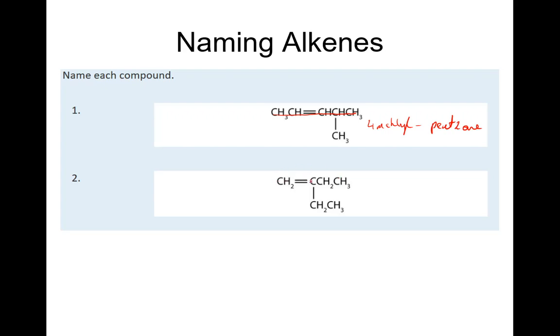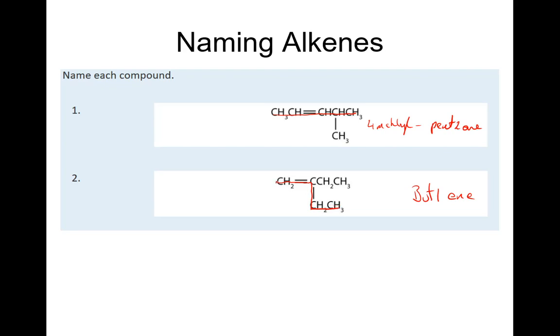Okay, this one here, 1, 2, 3, 4. 1, 2, 3, 4. So the longest chain is 4, that's butane, we'll put but down first. Double bond will give me butene. And where is it? It's after the first carbon going this way, or 1, 2, 3, it's after the third carbon going this way. No, give it the smallest number, 1. So therefore let's take this, 1, 2, 3, 4. Let's just take that as our longest chain.